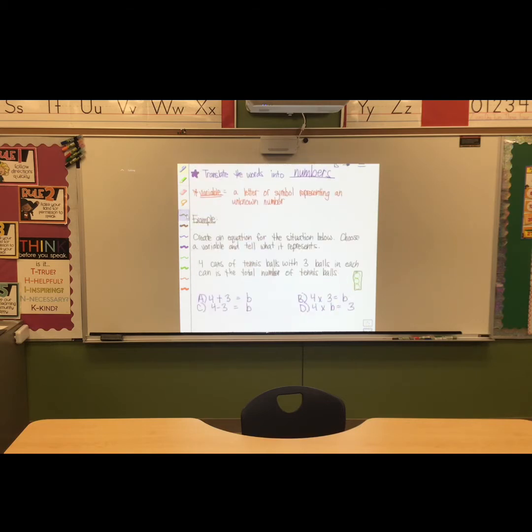So let's take a look at another example here. It says, create an equation for the situation below. Choose a variable and tell what it represents. All right, so our problem here says we have 4 cans of tennis balls with 3 balls in each can is the total number of tennis balls. So which one of these equations best represents the situation? Is it A, 4 plus 3 equals B, B, 4 times 3 equals B, C, 4 minus 3 equals B, or D, 4 times B equals 3?